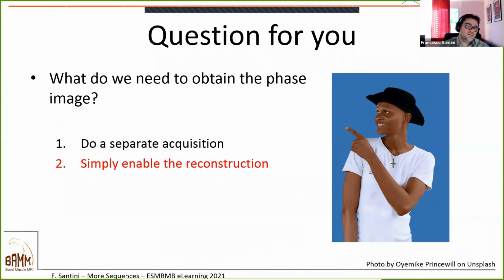And in fact, yes, you don't have to do a separate acquisition. Every time you acquire an MR signal, you also have the phase signal. You just have to enable it. Not all the sequences allow you to visualize the phase image, but in principle, you always have it because it's a component of the signal, and so you just have to visualize it. Usually, in the scanner, it says reconstruction mode, magnitude, or magnitude and phase.